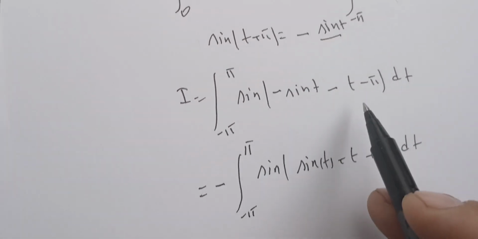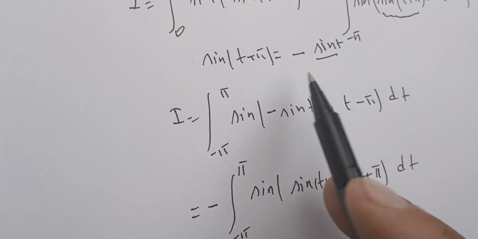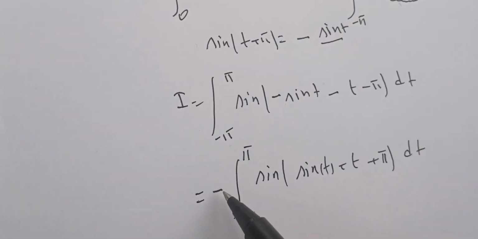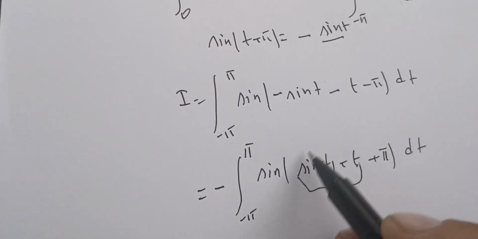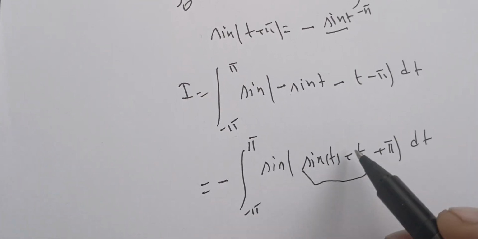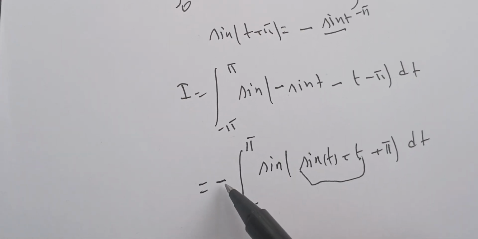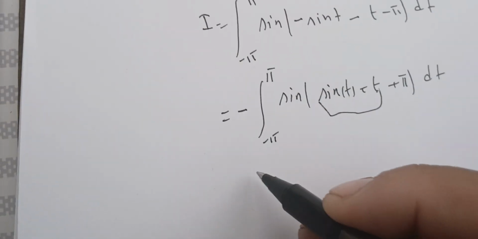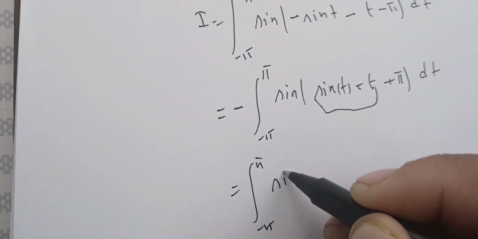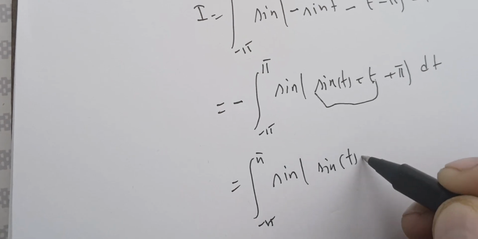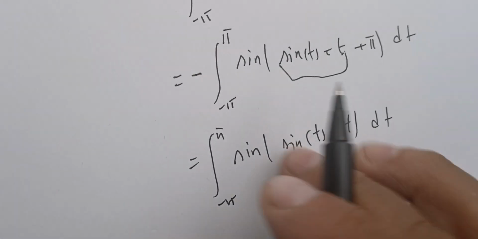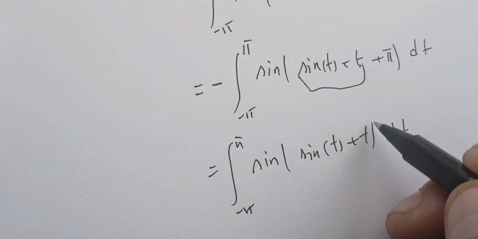Okay, so here I can use one more time this property that sine of t plus pi is minus sine, to get rid of this minus here. If I use this one as my alpha and this is pi, the sine of this quantity plus pi is minus sine, and therefore I can get rid of this minus here. So I have the integral between minus pi and pi of sine of t plus t dt. Okay, so now I can use something else.